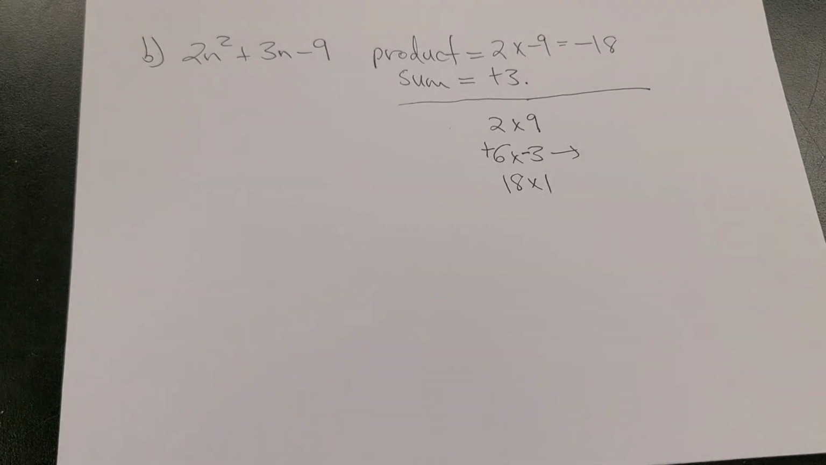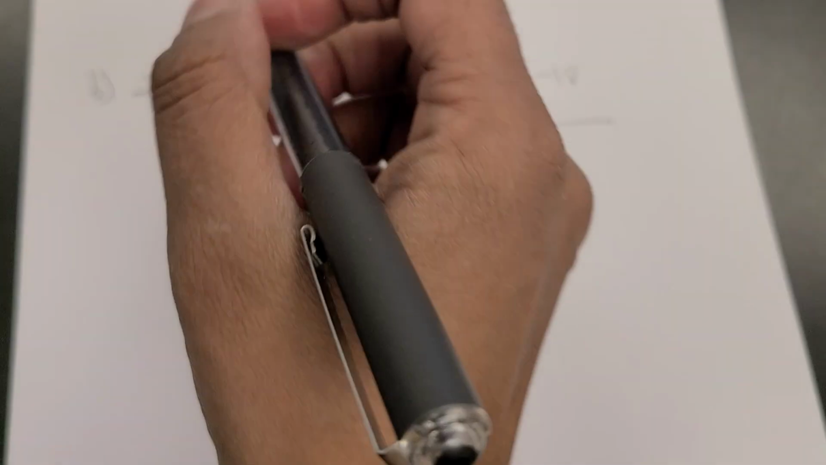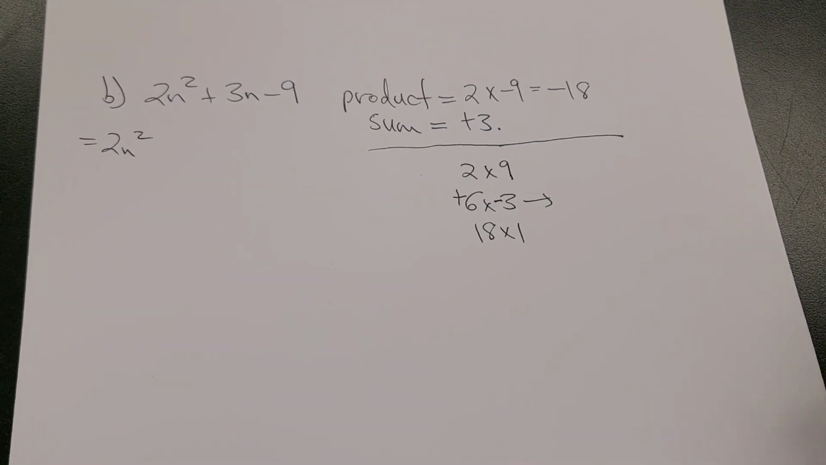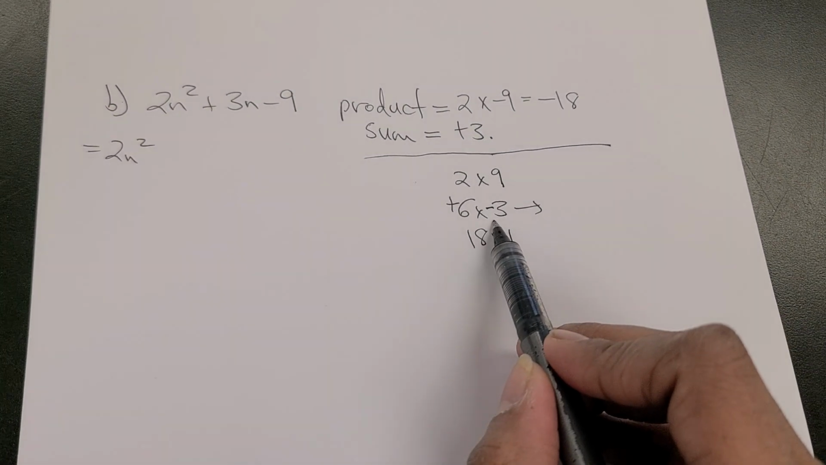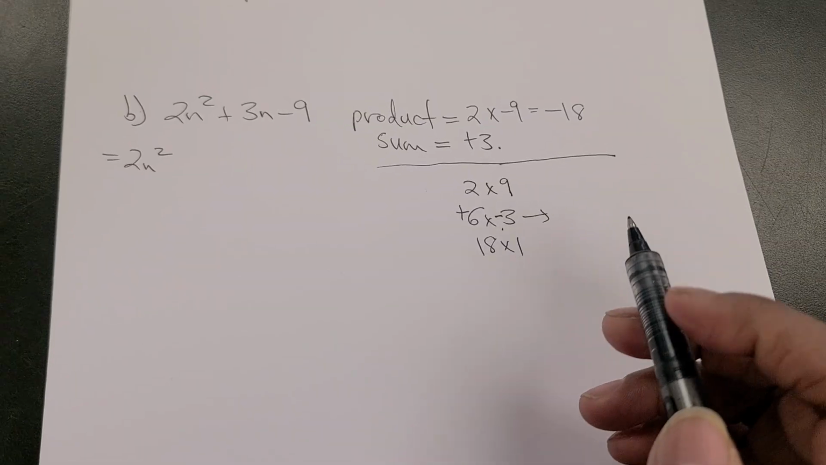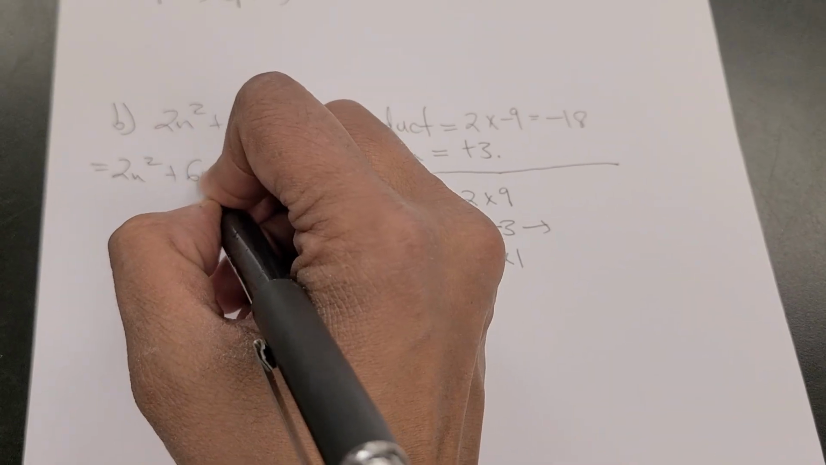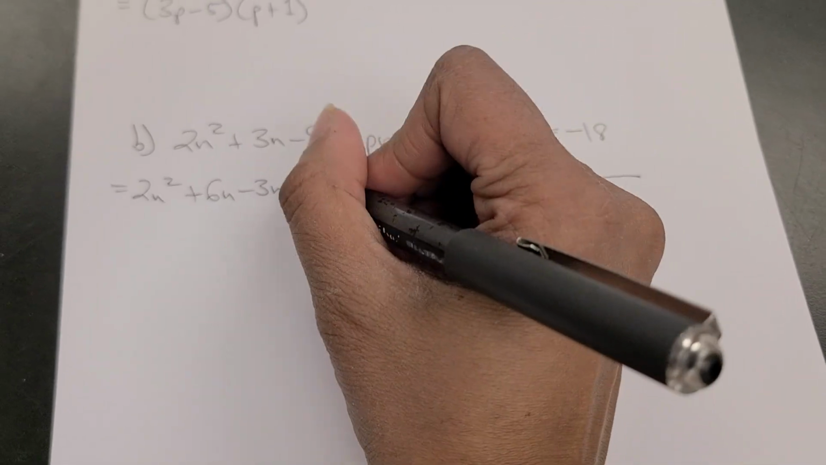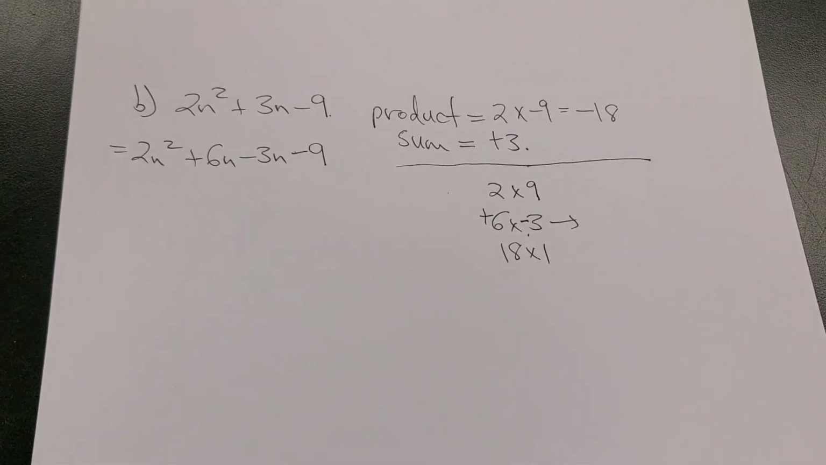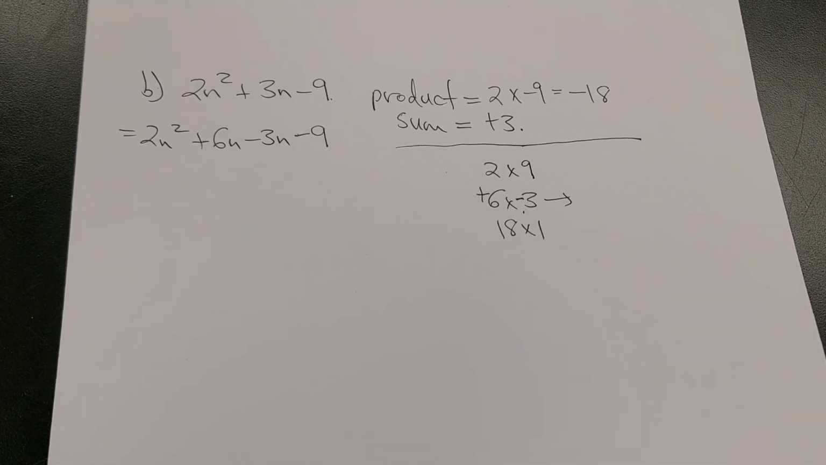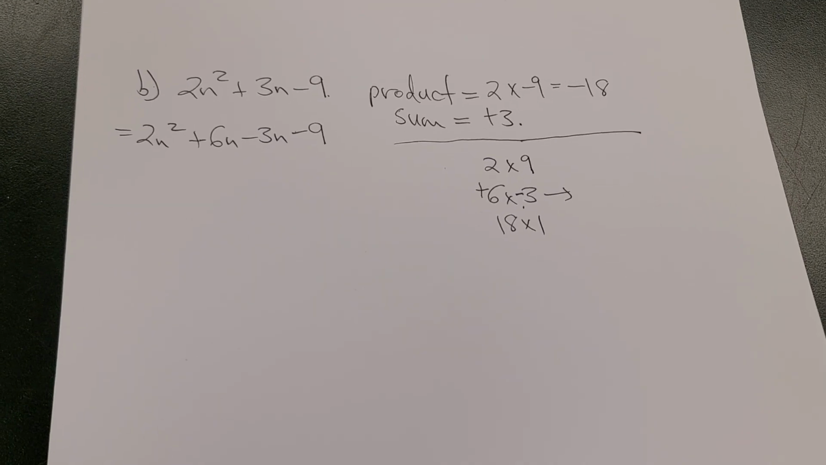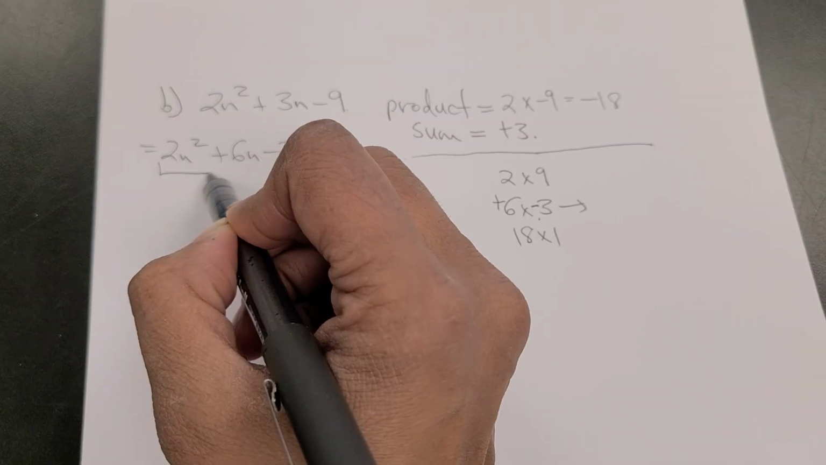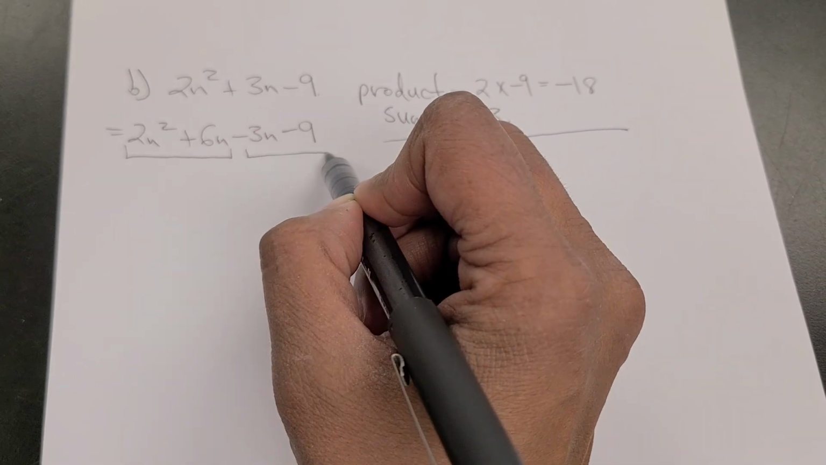Again, let's do the decomposition method here. I'm going to keep the 2n squared the same. Then I'm going to use my factors, positive 6 and negative 3: positive 6n minus 3n. And the last term stays the same, negative 9. Whenever you group factor, there has to be 4 terms altogether. I'm going to group the first 2 and the last 2 terms together.